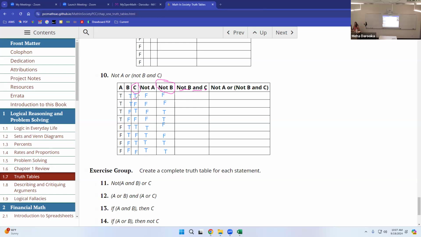Starting out with column C, you can see this is a T value, but this is an F, right? So that actually tells you, since one of them was an F, this is going to be false. If we go to the second row, you can again see I have a false here and a false here, which means both are false. This guy is going to be false.